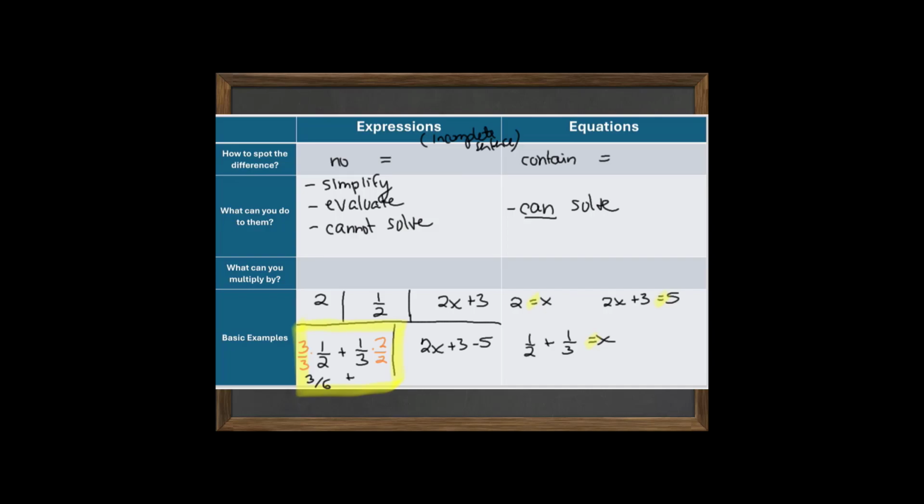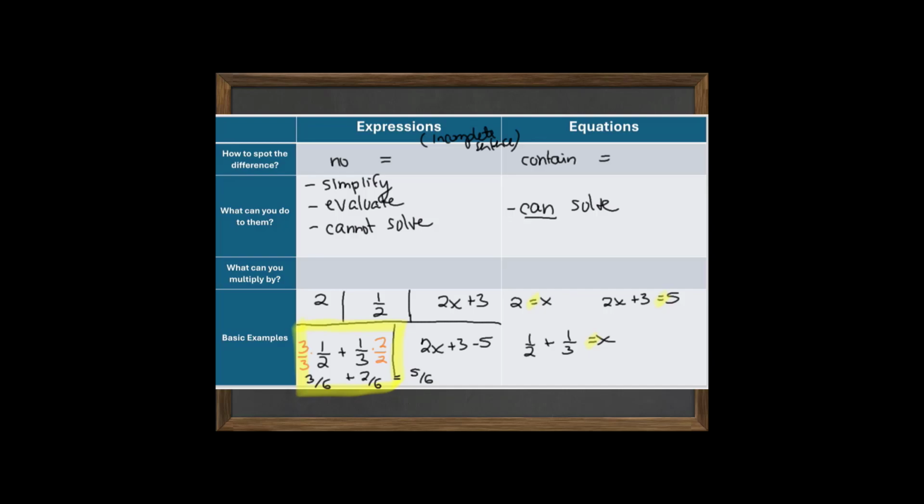And we multiply 1/3 by 2 over 2, which is going to give us 2/6. Now that we have a common denominator, I would have 3/6 plus 2/6. Well, 3 plus 2 is 5, so that's going to give me 5 over 6.